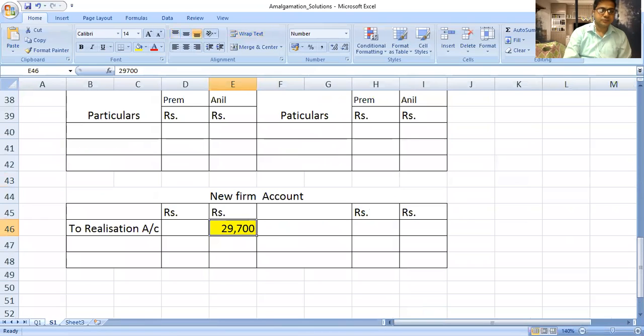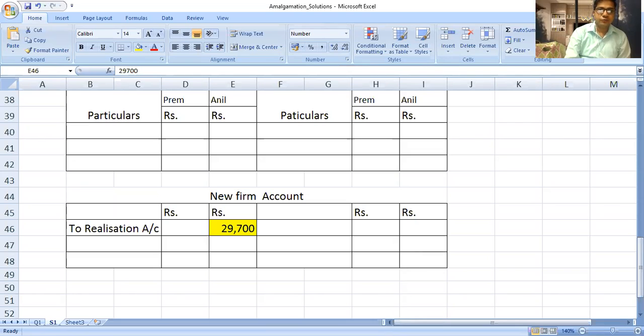Then after that, friends, the next general entry, general entry number 7, says asset taken over by partner. Whenever an asset is taken over by the partner, the entry will be partner's capital account debit to realization.